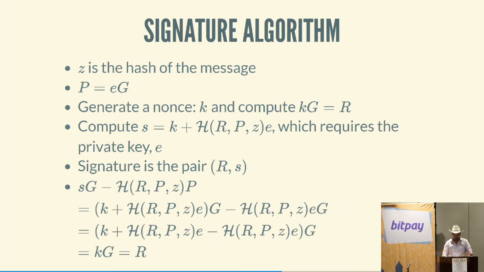And you can see that everything kind of cancels. SG minus H of R, P, Z times P. And we know that P is E times G, so we can collect the terms together. We also know what S is. And you collect all the terms together, H of R, P, and Z times E cancel each other out. So you get KG, and KG is defined as R. So you get what you would expect. And that's how the signature algorithm in Schnorr works.